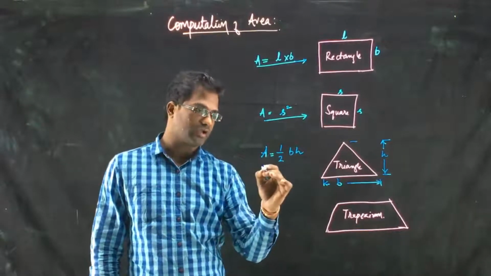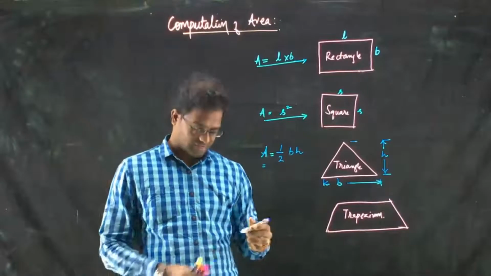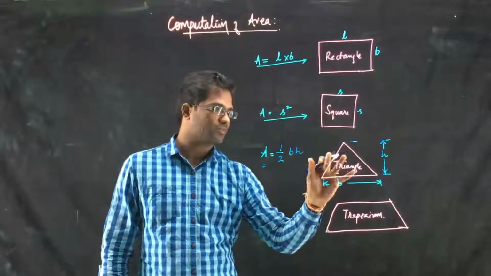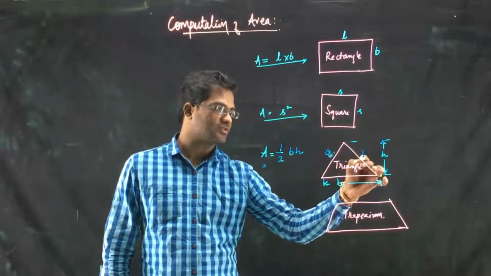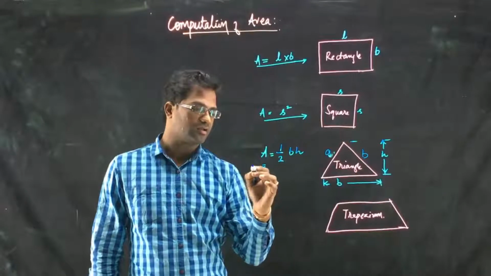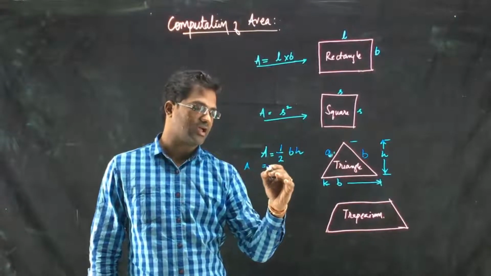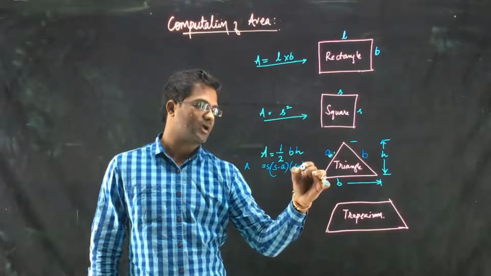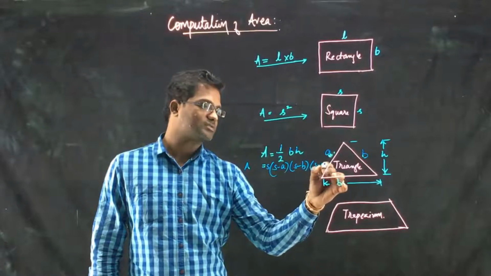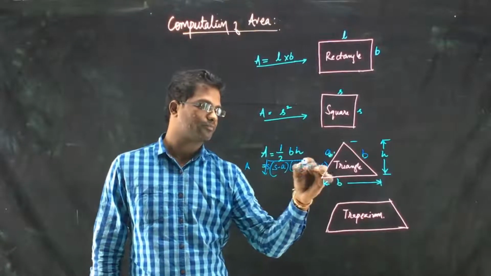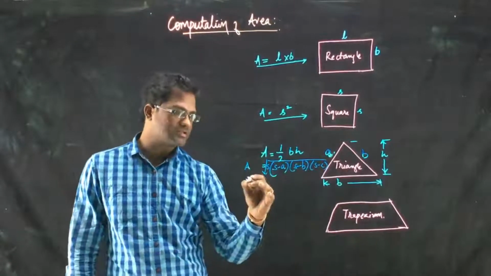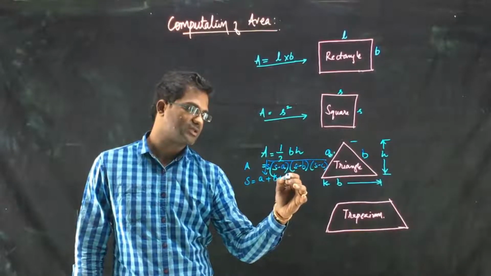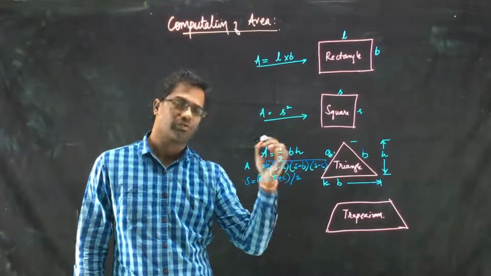And you also have another formula. If you know this side as A, this side as B, and this side as C, then the area is given by the square root of S into S minus A into S minus B into S minus C. Now what is this S? S is nothing but A plus B plus C by 2.